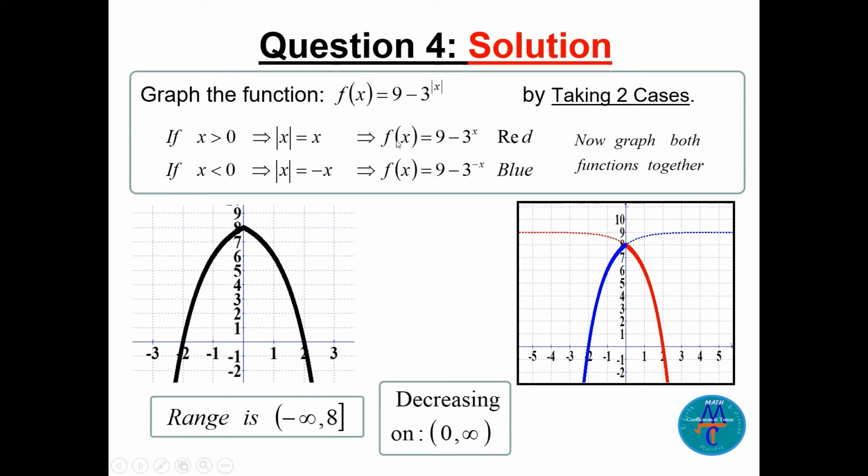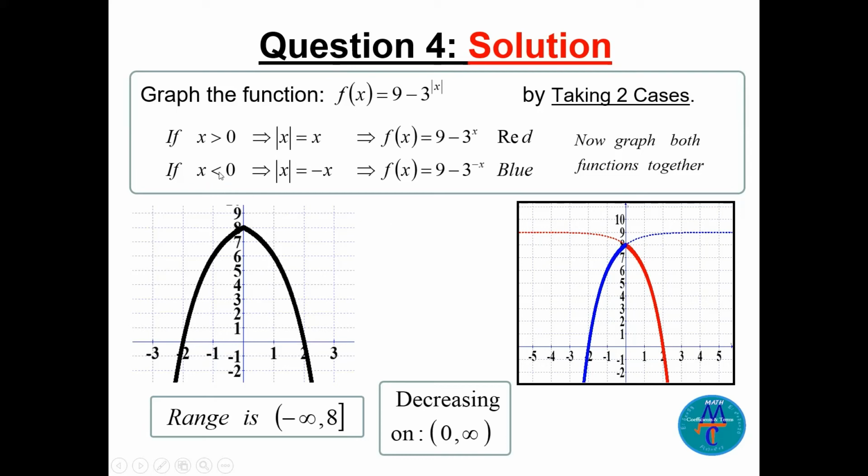Now the function becomes f of x 9 minus 3 to the power x. This is the red one. You see the red one here? This one is solid and this one is dashed or dotted. Why this is solid? Because x greater than 0. X greater than 0 means to the right of the y-axis. So this is what we need, this part here, the red one, solid.